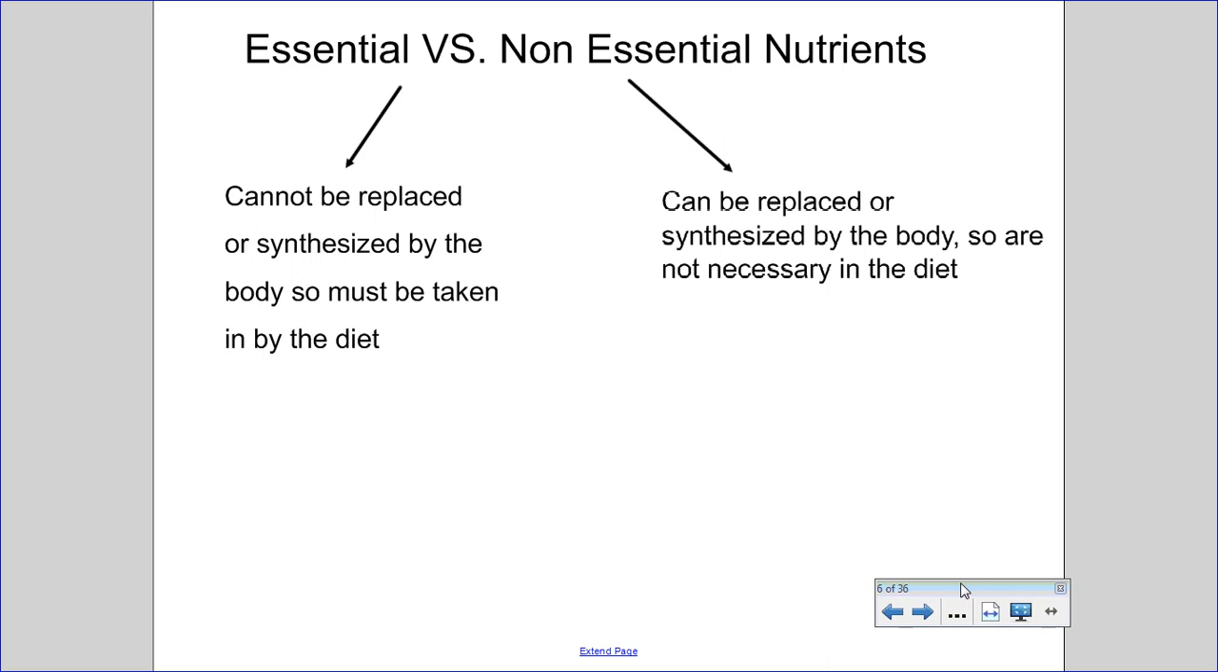So nutrients can be divided into what's considered essential and non-essential nutrients. So essential nutrients cannot be replaced or synthesized by the body, and so these must be taken in by the diet. So meaning we have to eat these particular nutrients in order to obtain them. Non-essential nutrients are nutrients that can be replaced or synthesized by the body. So they are not necessary in the diet. Our body has mechanisms that can produce these various nutrients, and so if we don't get them in our diet, so be it.